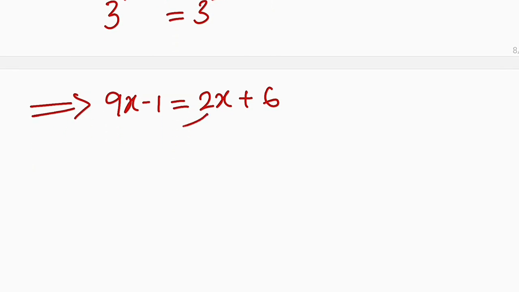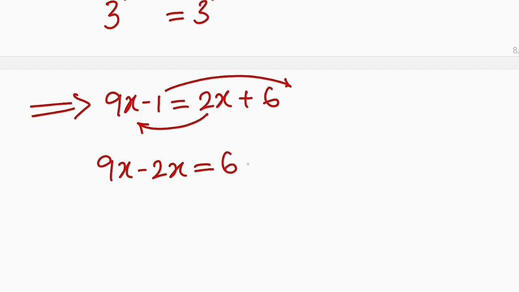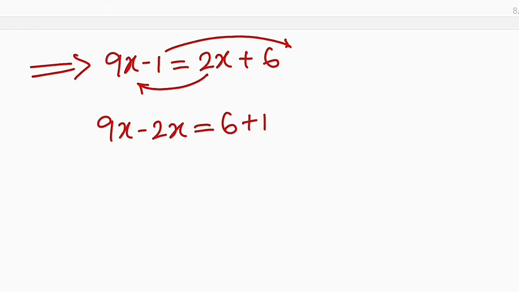Let's collect the like terms, bring this one to the left and take this one to the right. We have 9x minus 2x, as 2x crosses over. This is equal to 6. As -1 crosses over, it becomes +1.